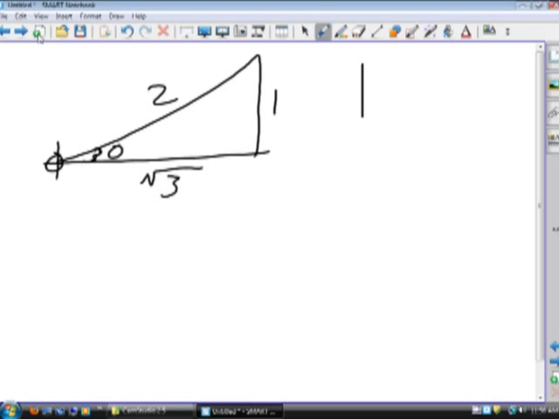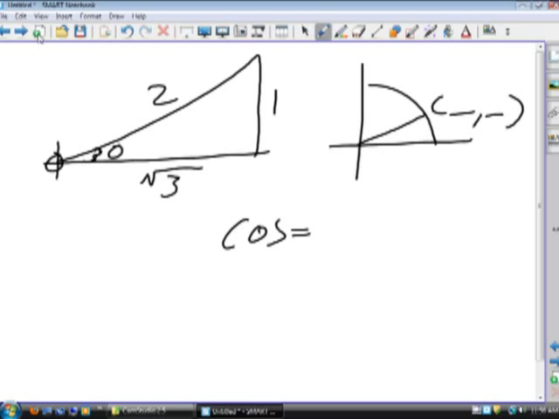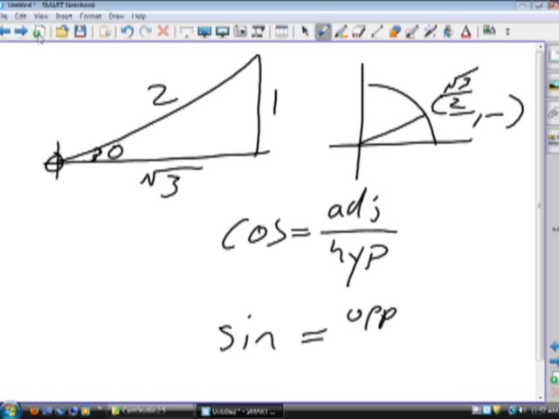And if we're looking at the unit circle, it's going to look like this, and here's our 30. The x is our cosine and the y is our sine, and to get our cosine is equal to adjacent over hypotenuse from our SOHCAHTOA, and that's going to be square root of 3 over 2, and our sine of 30 degrees is going to be opposite over our hypotenuse, so opposite over hypotenuse, 1 over 2.